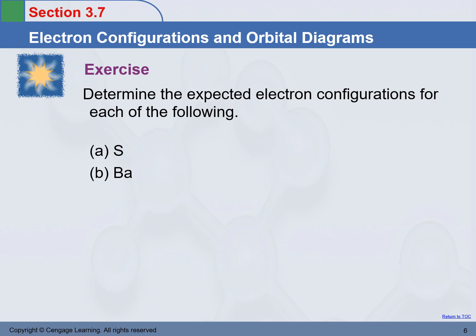How do you know that? Periodic table. Find sulfur. Sulfur is element 16, so you have to put 16 electrons into the different subshells of the sulfur atom. Barium is element number 56, so it has 56 electrons. You're going to put 56 electrons into the subshells of barium. All right, try to do it by yourself.